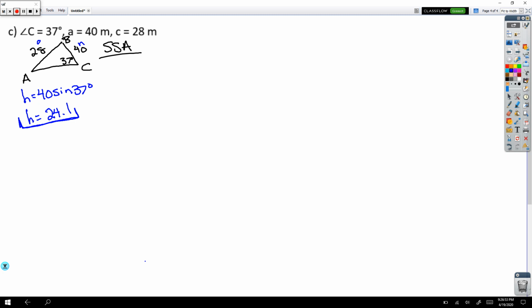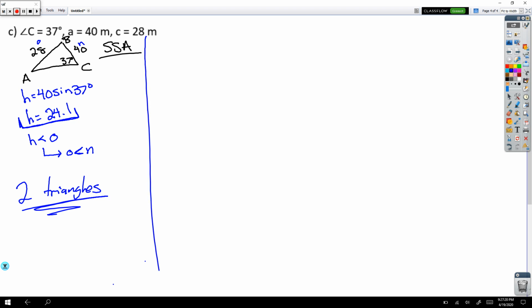So let's compare that to the opposite side here. So the height is going to be less than my opposite side, and the opposite side is going to be less than the adjacent side, which tells me I have two triangles. Okay. So let's deal with the first triangle first.